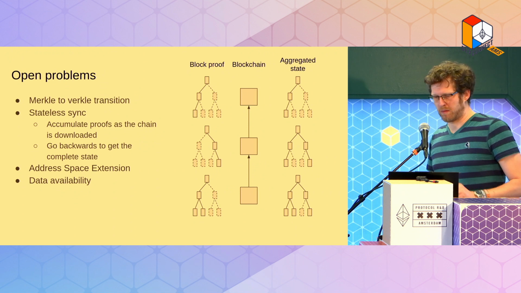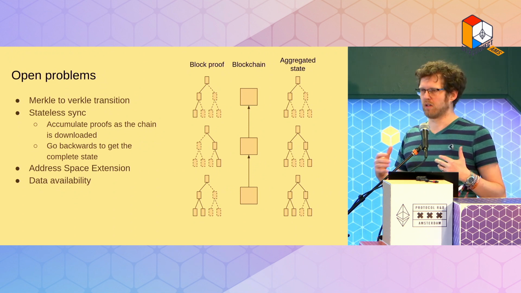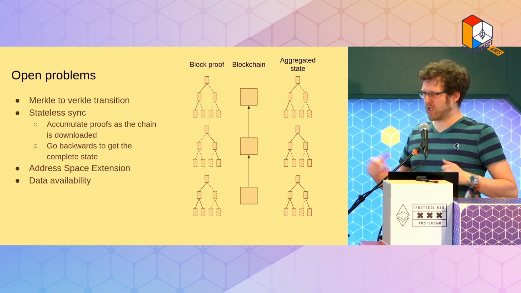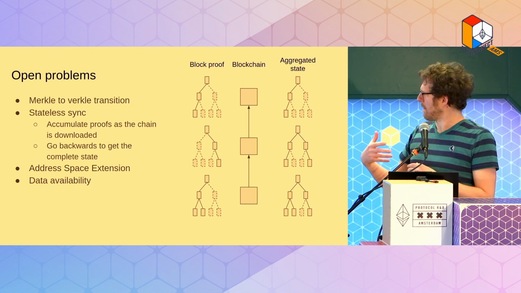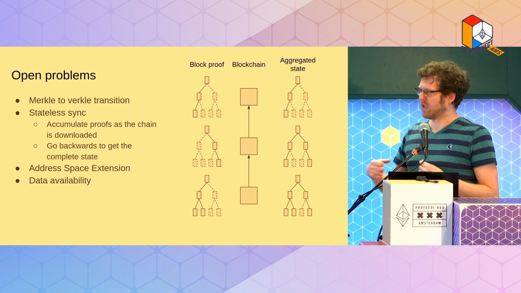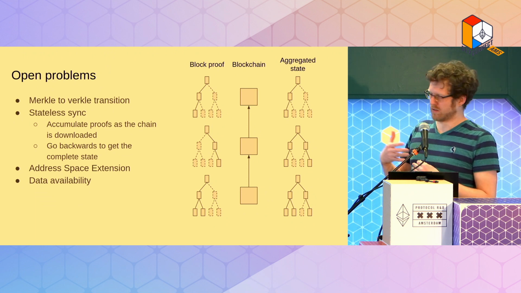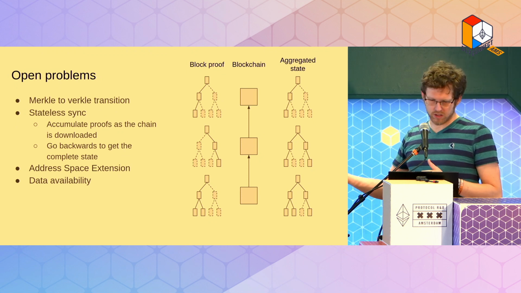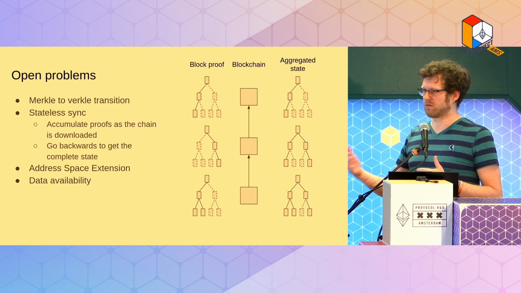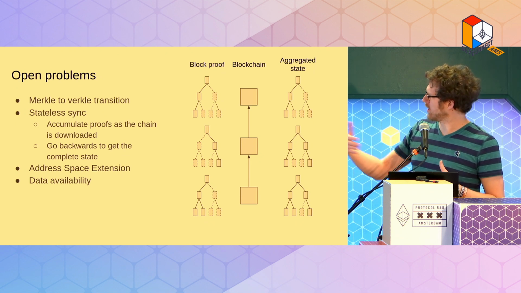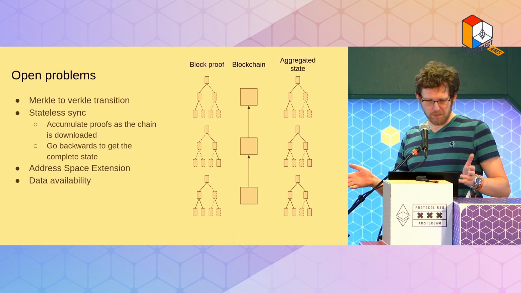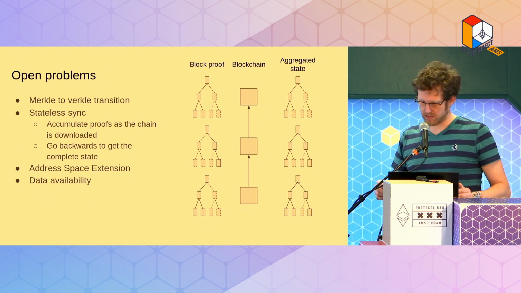Then there's the problem of stateless sync. The idea is simple. It's one of the big advantages of stateless. Because you receive the state in the block, you can just accumulate the data if you want to save it. And then you can go backwards in the blockchain to get all the leaves that were not overwritten. Looks simple in theory. In practice, I'd love to discuss that this afternoon.